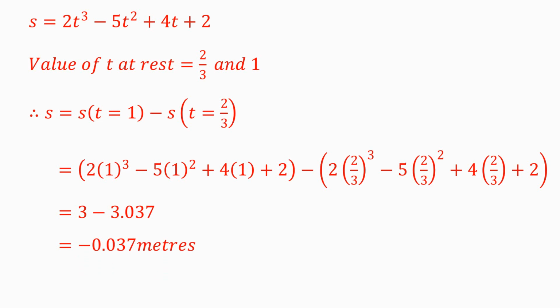Remember, the displacement can be negative, but had we been asked to find the distance when the particle was at rest, then we should have obtained the absolute value, which would have been 0.037 rather than negative 0.037.